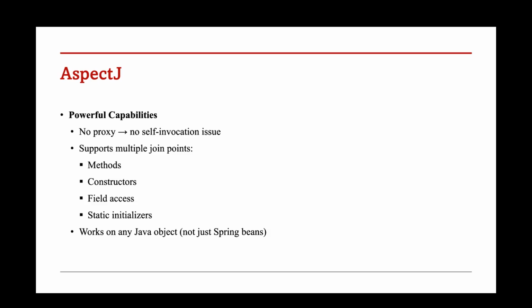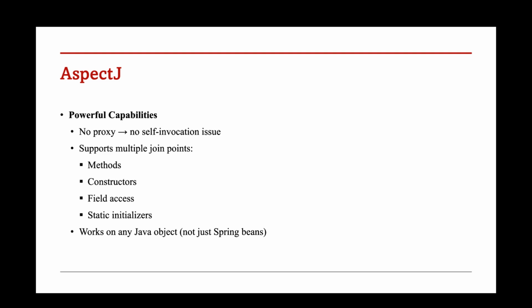Now here is where AspectJ becomes significantly more powerful than Spring AOP. Because it is not proxy-based, it completely solves the self-invocation problem. Method A calling method B inside the same class? AspectJ handles it perfectly. Because the advice is woven directly into the bytecode, not intercepted through a proxy.